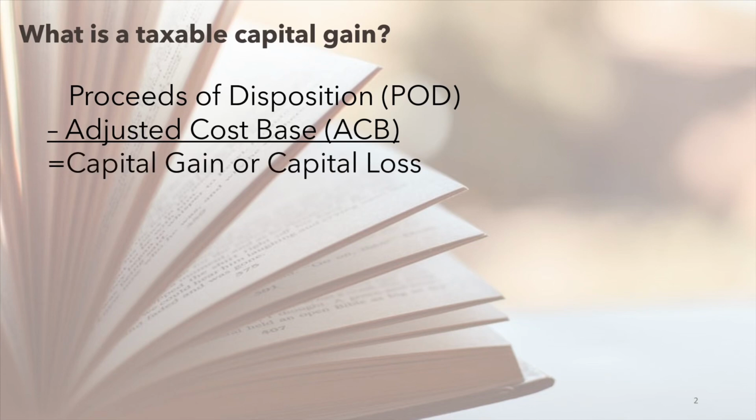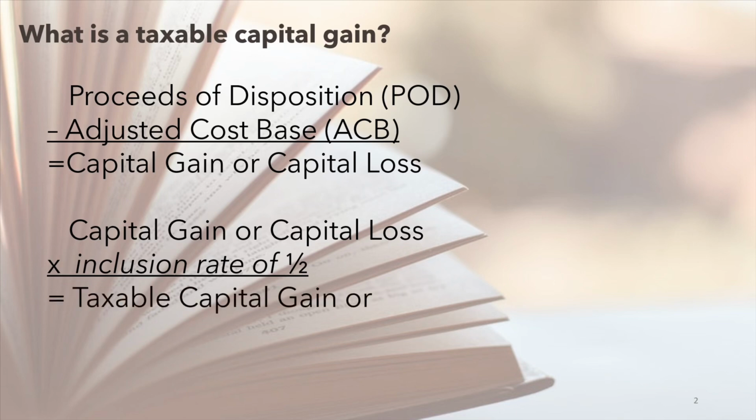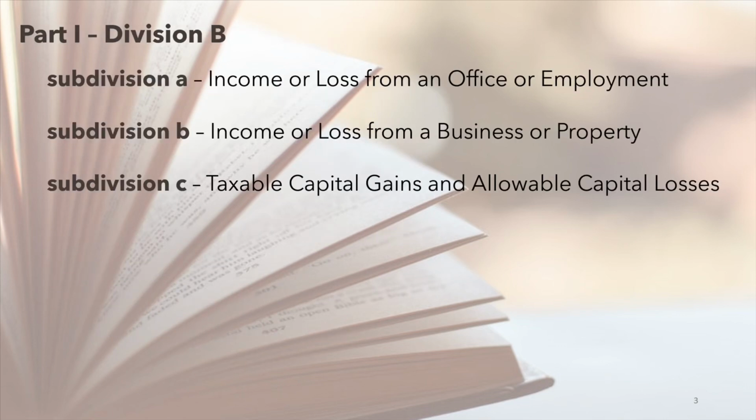This number is at 100%. We haven't done anything to it yet. And we're not going to include a capital gain, or deduct a capital loss, in our calculation of income. What we do is we take the capital gain or capital loss and we multiply it by an inclusion rate. Currently it's at 50%. That yields either a taxable capital gain if it's a positive number or an allowable capital loss if the number is negative. We can go back to our quick review.